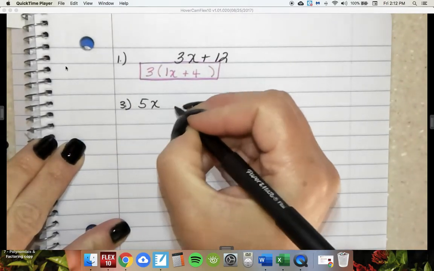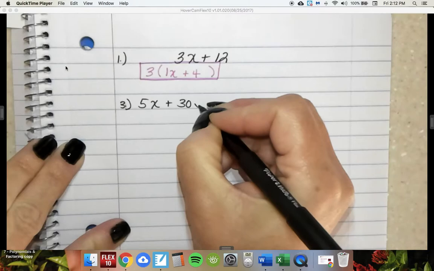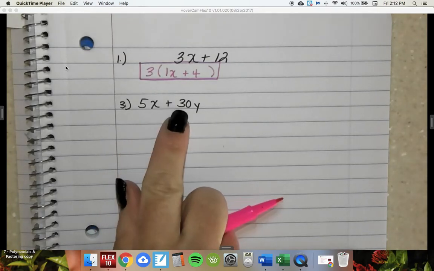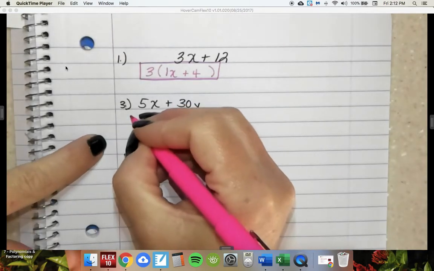Let's do this one, 5x plus 30y. So you're thinking, what can I divide out of a 5 and a 30? What's the biggest number? You always want to take the biggest number. You can take out a 1, that's not going to change anything. The biggest thing that can come out of a 5 and a 30 is a 5. So you divide that 5 out.